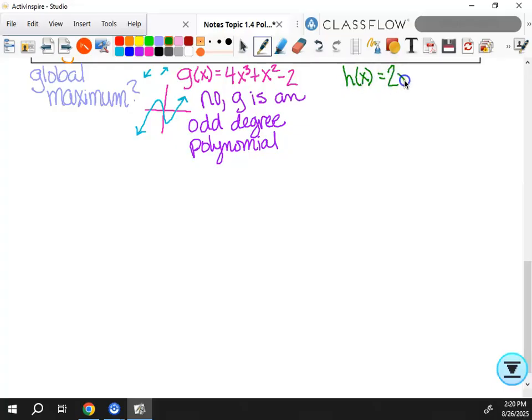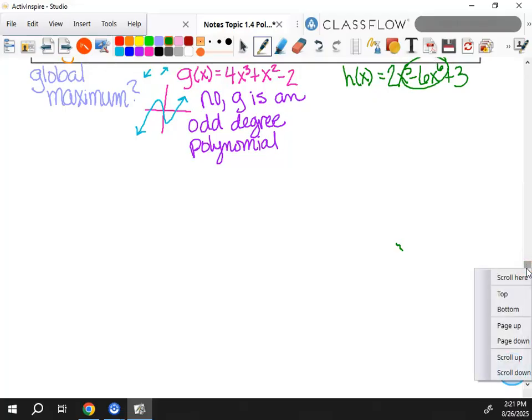So then let's say that I give you h of x equals 2x to the 5th minus 6x to the 6th plus 3. Is this an even degree or odd degree? Even, because my leading term is this right here. It's even, so it models a quadratic. There's a negative leading coefficient, so I know the end behavior would be down, down, like that, right? Because that's what would happen with my quadratic.